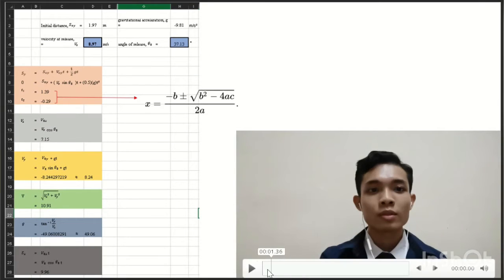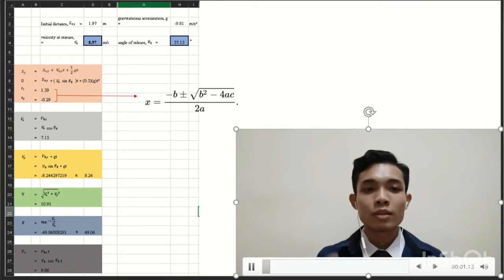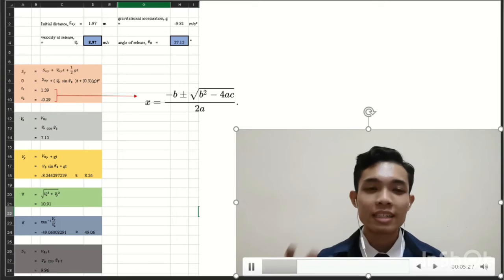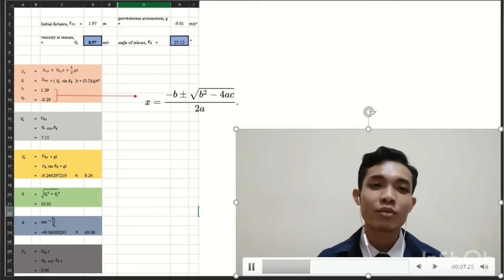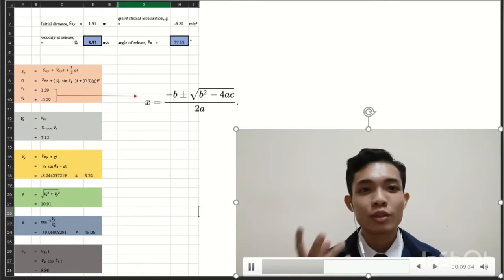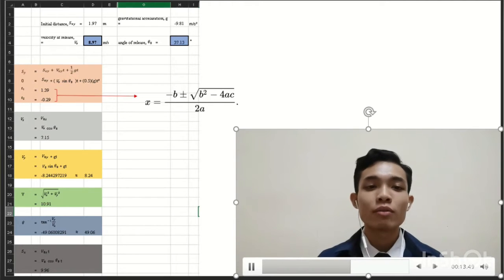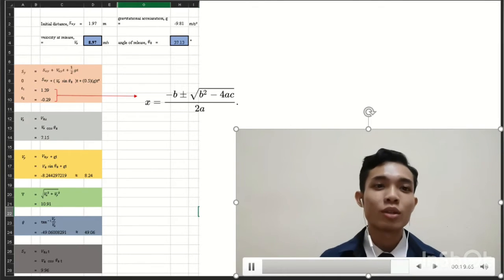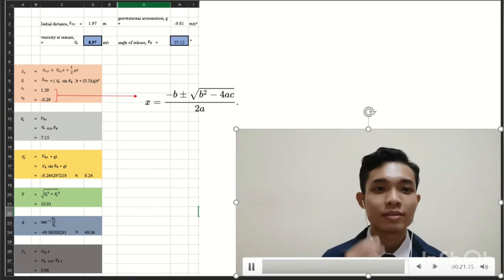Okay, first for the time. I think this is the hardest part to arrange the formula in Excel, because we need to arrange the formula in the form of a quadratic equation to get the t. So we get that after we arrange the formula back.